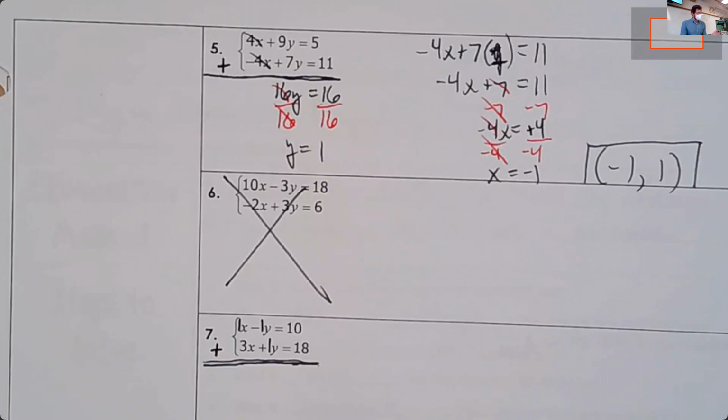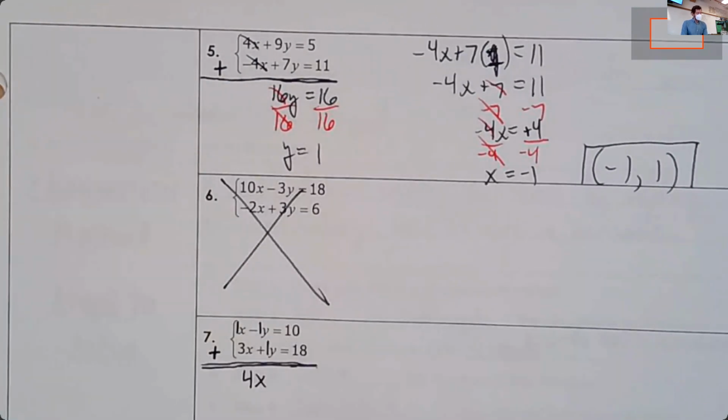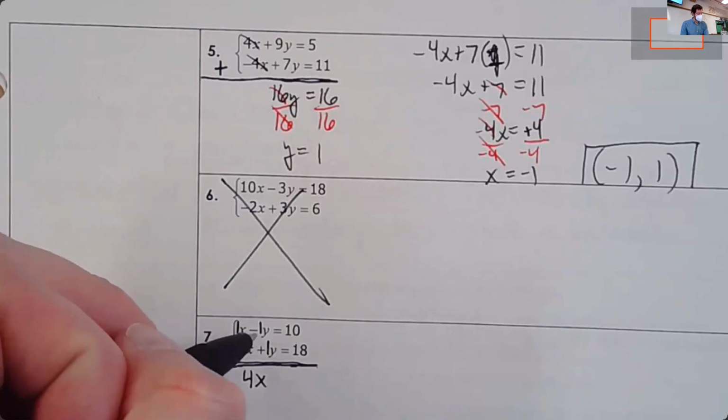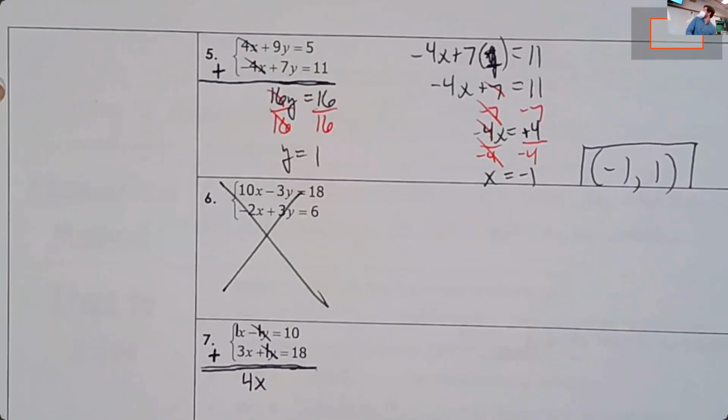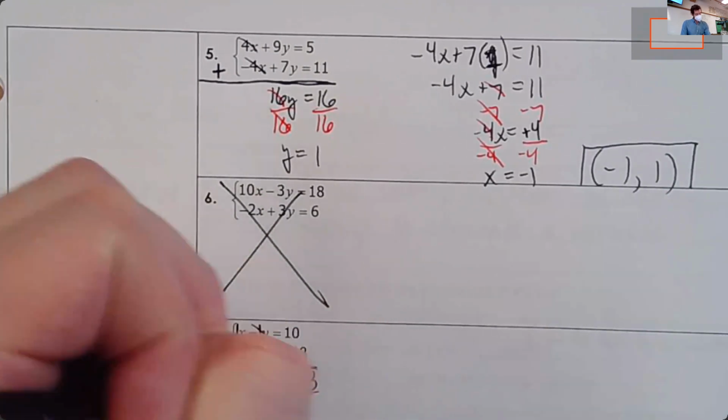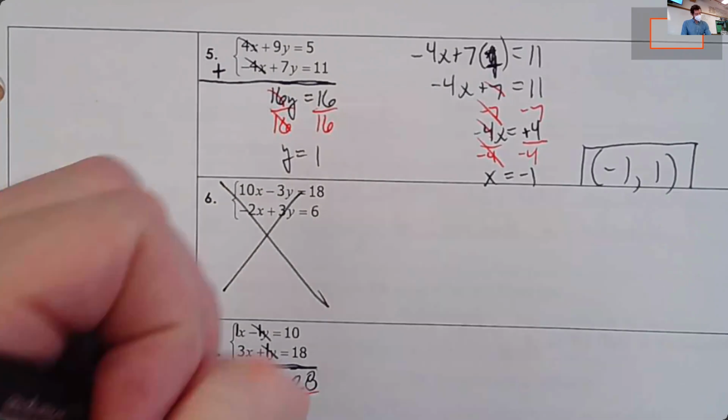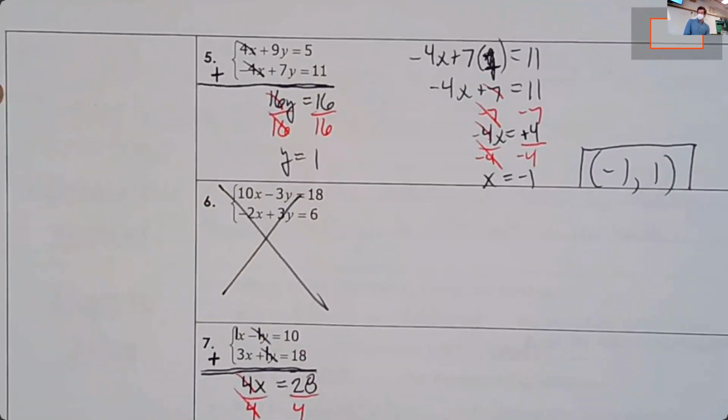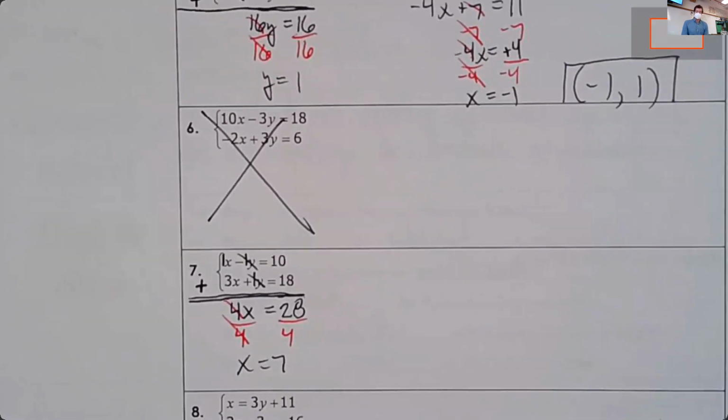And when we add them together, 1x plus 3x is 4x. -1y plus 1y is 0, so those cancel out this time. The y's are gone. And then 10 plus 18 is 28. So 4x equals 28. Then to solve for x, we divide by 4. 28 divided by 4 means that x equals 7. So x is equal to 7.